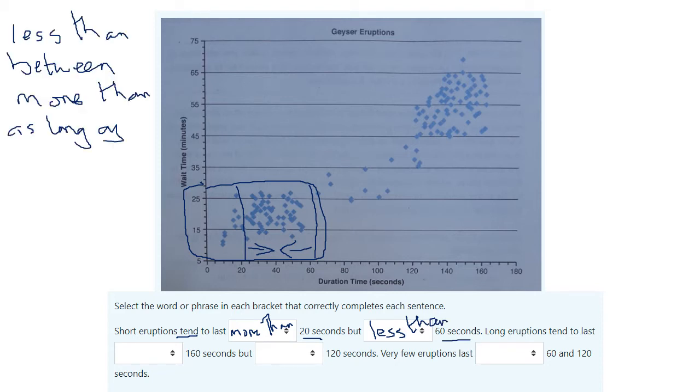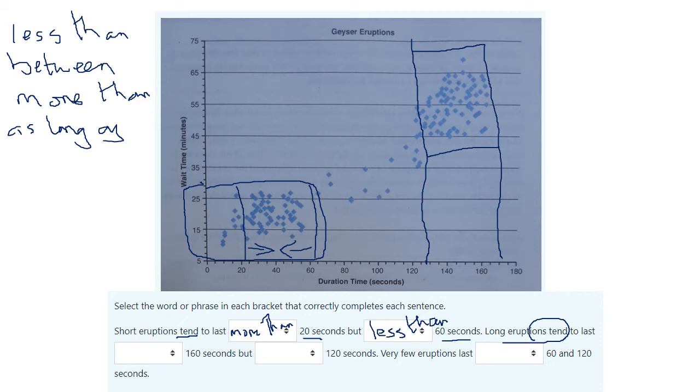We have 3 more spaces in this question, and everyone has the drop-down box with the same options: less than, between, more than, and as long as. So long eruptions next. Long eruptions tend to last, so normally last. So we're looking at this group of eruptions here. If we go down, we can go down like this.